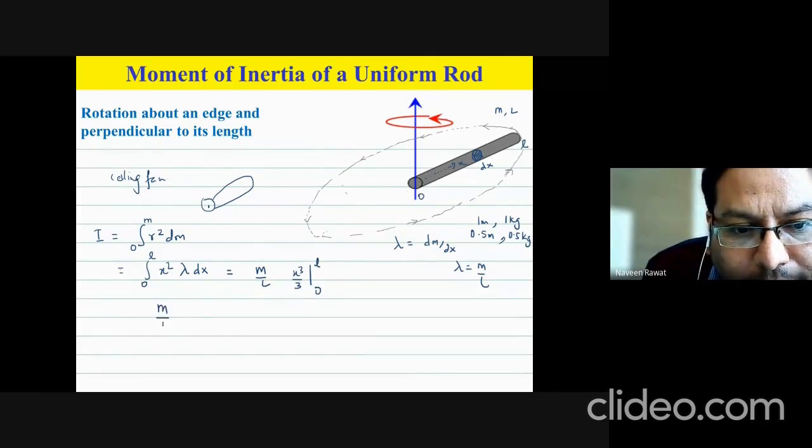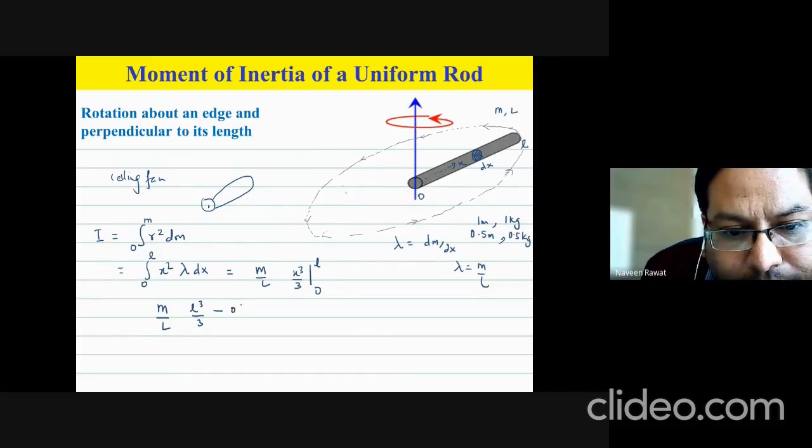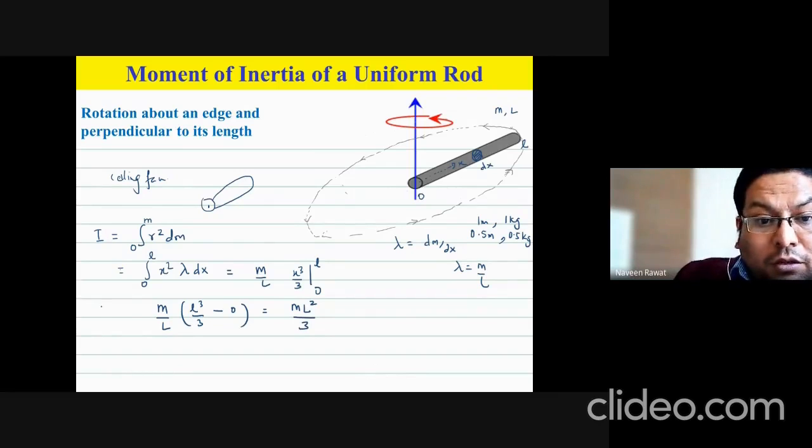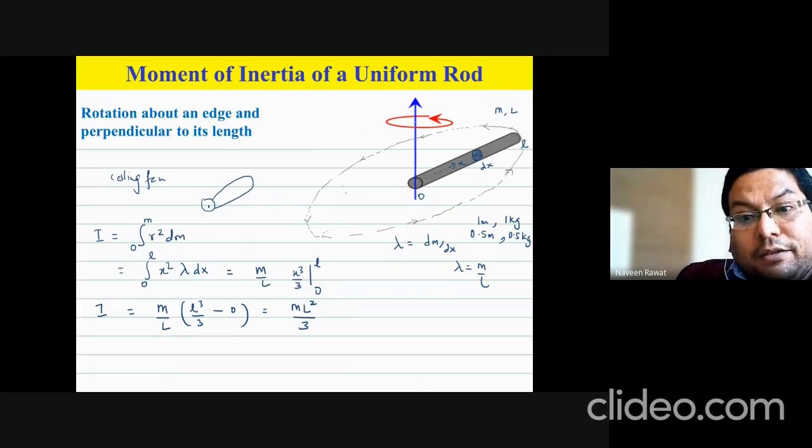So again you get m by L, and if you plug in the value of L here, you get L cube by 3 minus the next term, which is 0. So essentially you get mL square divided by 3. That is my moment of inertia for a rod now rotating about the axis from the edge, and perpendicular to the length.